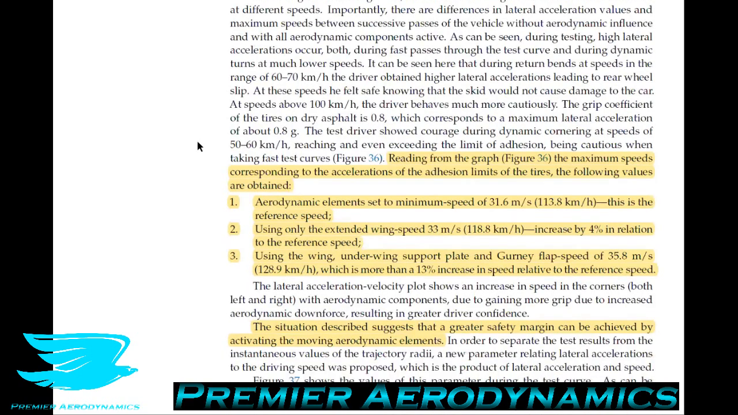So they say, reading from this graph, the maximum speeds corresponding to the accelerations of the adhesion limits of the tires, the following values are obtained. So what is the adhesion limit of the tire? It just means how fast can you go before you lose traction and you spin out, or you have some sort of slide or slip, like you don't get full traction on the car, on the road.